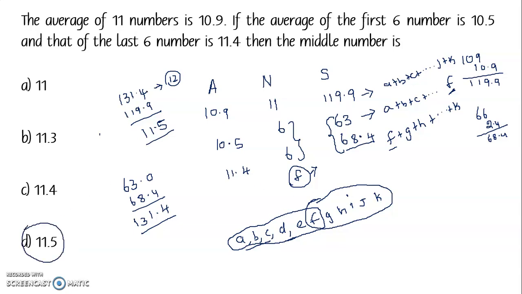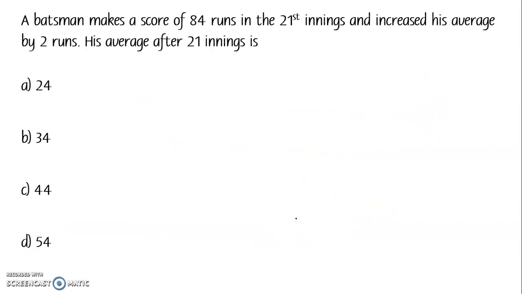So similar type of problem you may have, they'll give you sum of 7 numbers and sum of first 4 numbers, last 4 numbers might be given, or they might give you 9 numbers and they'll say sum of first 5 numbers and last 5 numbers. So this is the method to solve this. Now let's go to the second problem.